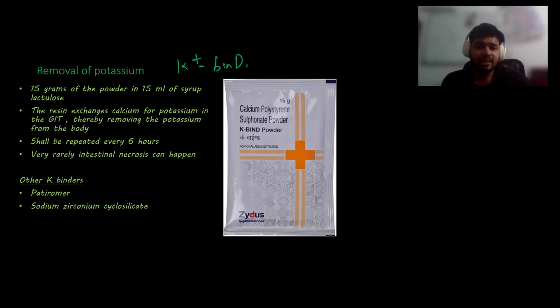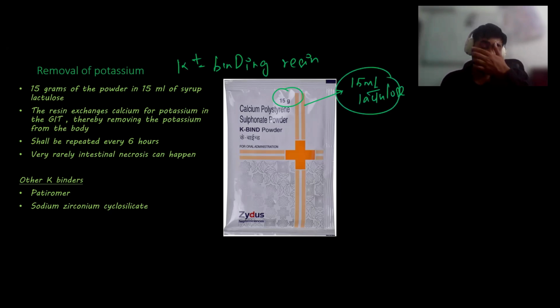The most common resin available in the market is calcium polystyrene sulfonate powder at a dose of 15 grams. We have to mix this 15 gram sachet in 15 ml of lactulose, and we have to ask the patient to drink. Usually it is nauseous, and patients usually avoid this.